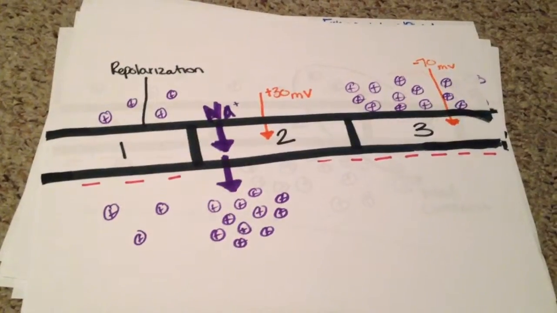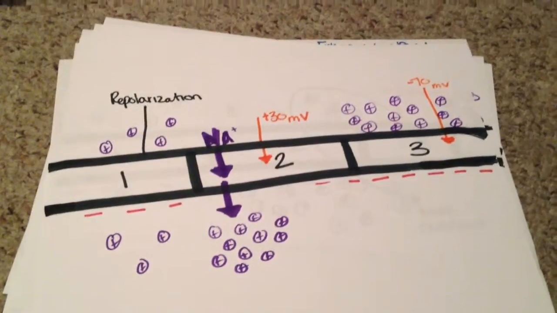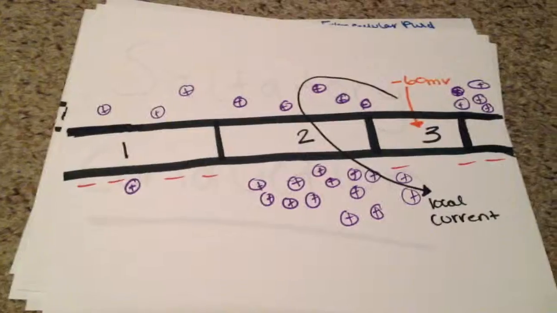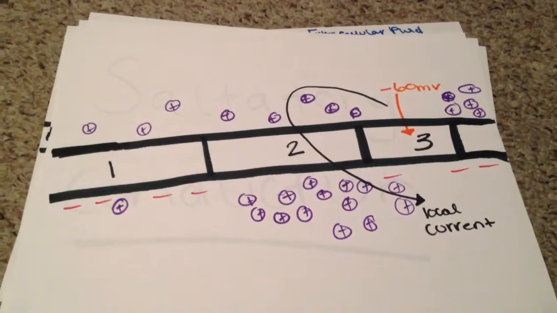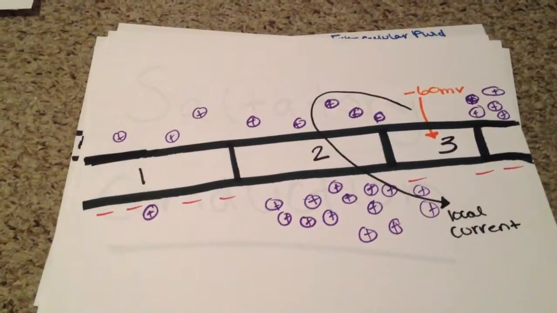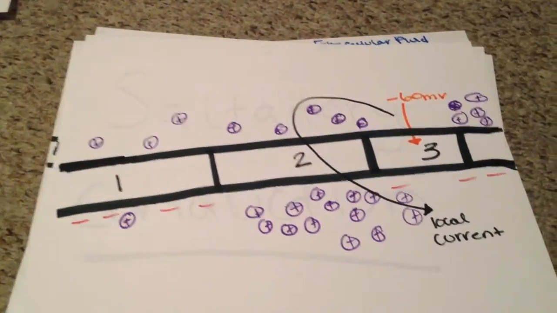At the third step, section 1 begins to repolarize as the action potential happens in section 2. At the fourth step, the sodium ions enter section 3 and are spread laterally. The section 3 membrane is brought to threshold and the process is repeated.